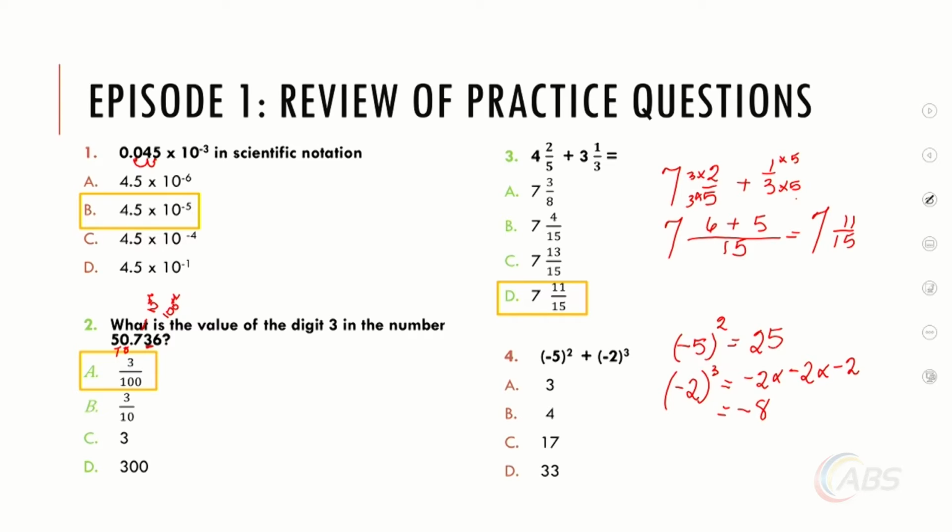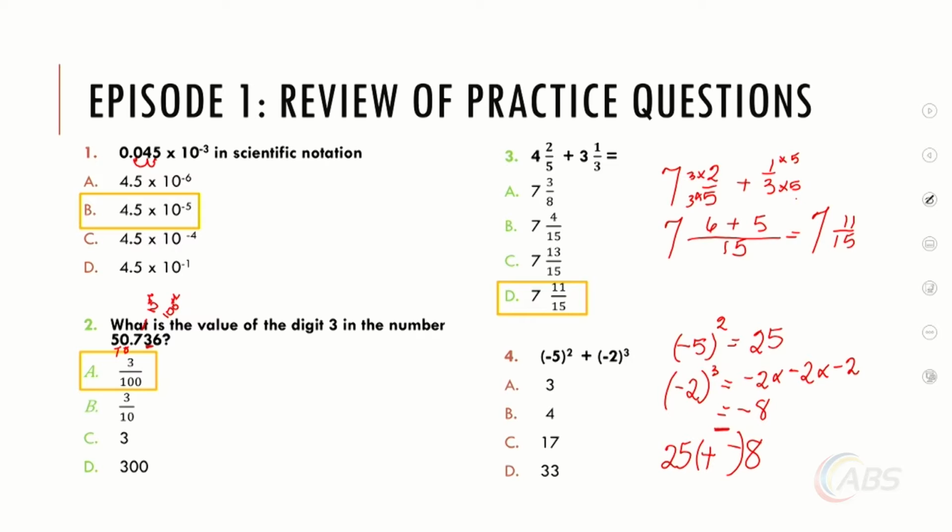So in essence, what we have here, negative 5 squared is 25. And we're adding it to negative 2 cubed, which is negative 8. And when we have a case where these signs come together, it's the same as subtract.